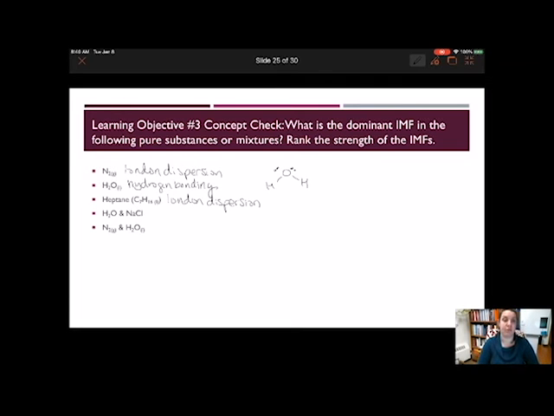Now we're moving on to mixtures. Water and sodium chloride. Water is a polar substance that exhibits hydrogen bonding, and then sodium chloride is an ionic substance. As such, since we have ions and we have a dipole, we have ion dipole. And then lastly, we have N2, which is nonpolar, and water, which is polar. So this would be our London dispersion dipole induced dipole.